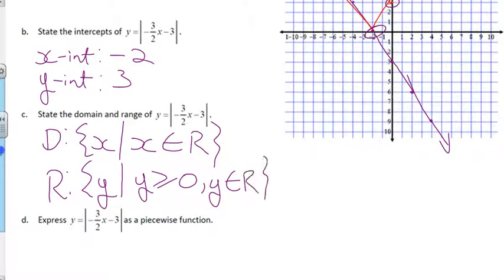Why isn't it? Because it can be everything. Because isn't x always going to be greater than -2? Nope. Why? The y is greater than or equal to 0.